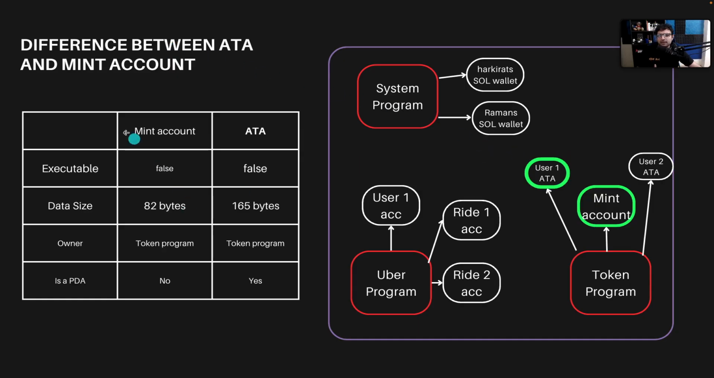Before that, this is a chart of what is the difference between this guy and this guy. There are not a lot of differences. Both of them have executable set to false, both this and this. Both of them, this guy has 82 bytes of data, the other guy has 165 bytes of data. Both of them are owned by the token program. But is the first one a PDA? No, this is not a program derived address. Is the second one a PDA? Yes, this is a program derived address.